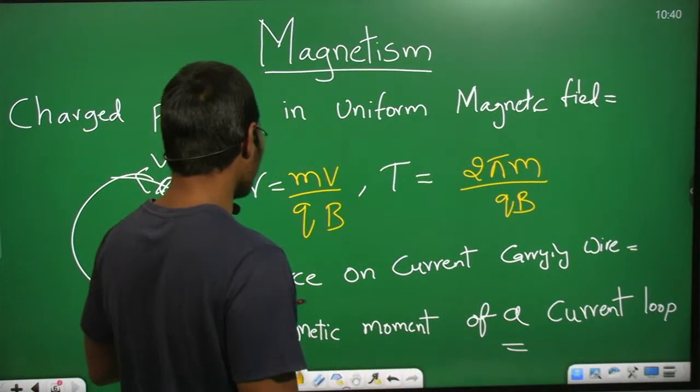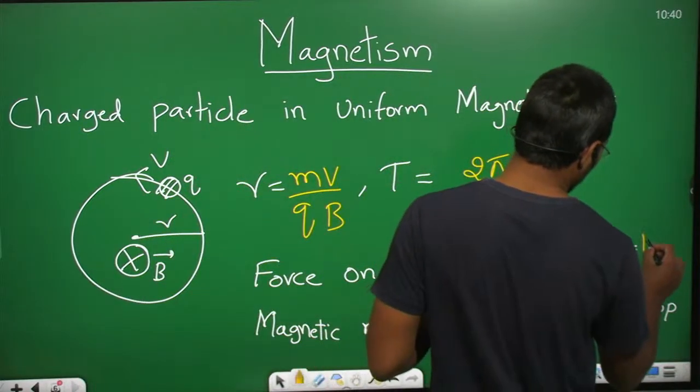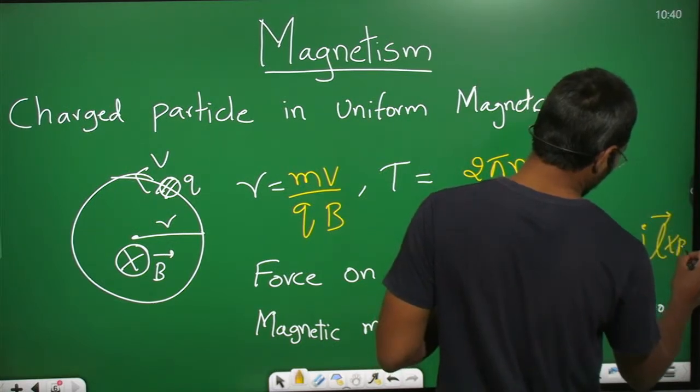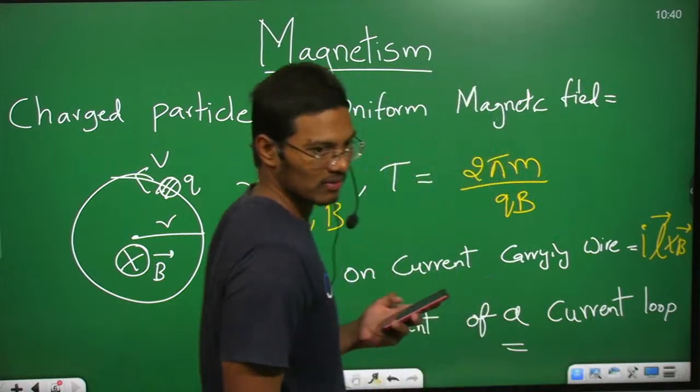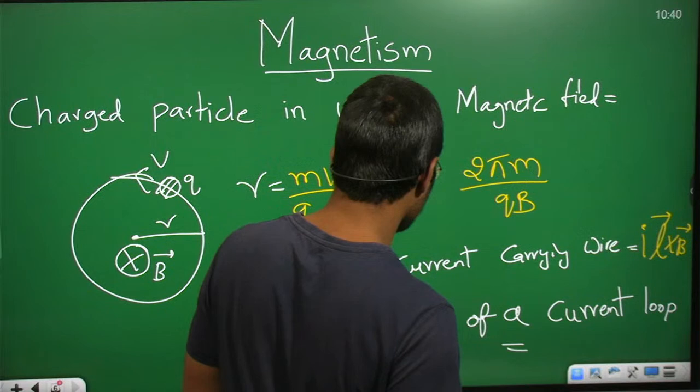So force on a current carrying wire, how do you write it? Magnetic moment of a current loop.